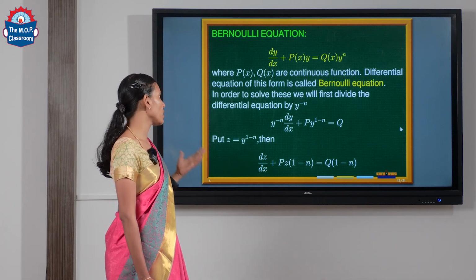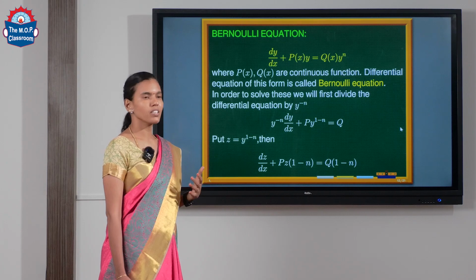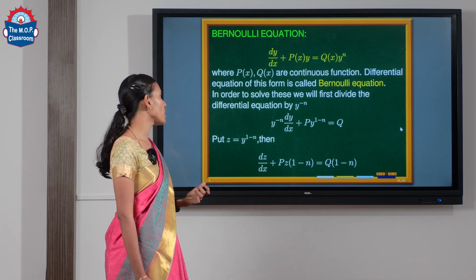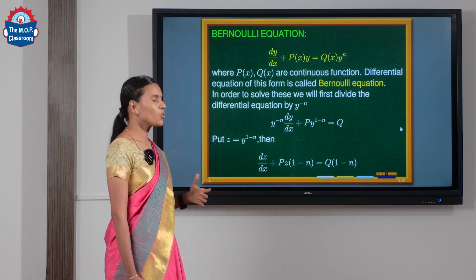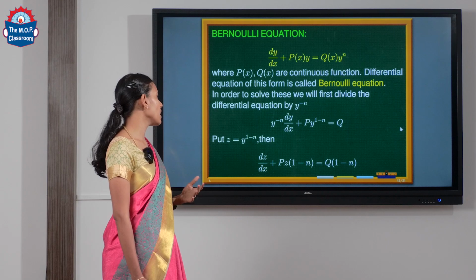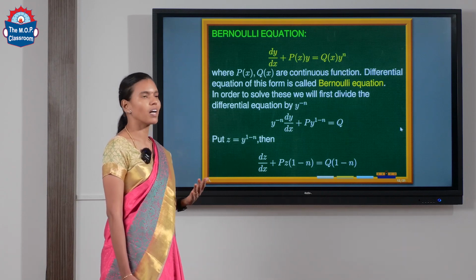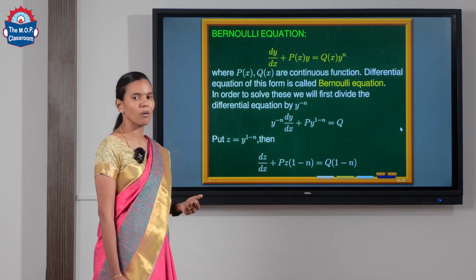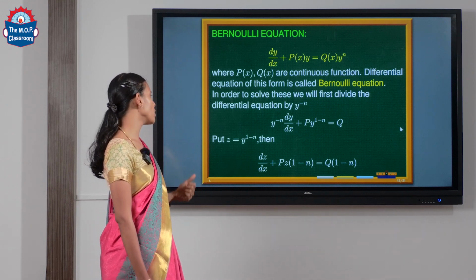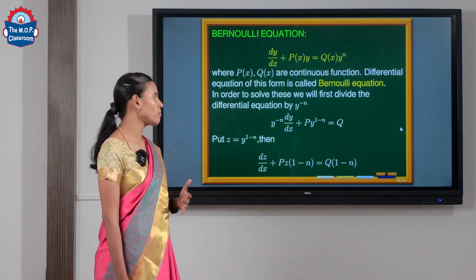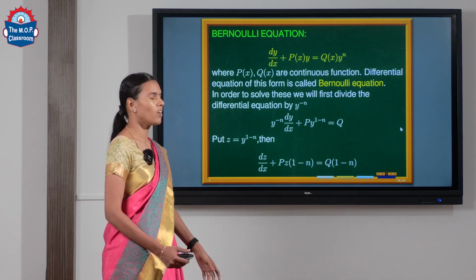When we have a differential equation of this form, while solving, the first step is to divide the differential equation by y power n. So the reduced equation will be of the form y to the power of minus n dy by dx plus p times y to the power of 1 minus n is equal to q. Then I substitute z is equal to y to the power of 1 minus n. So I will get the reduced equation of the form dz by dx plus p times z into 1 minus n is equal to q times 1 minus n.